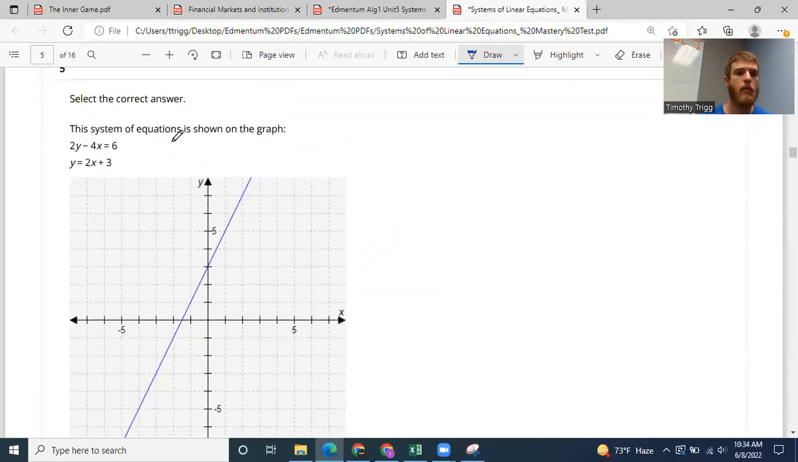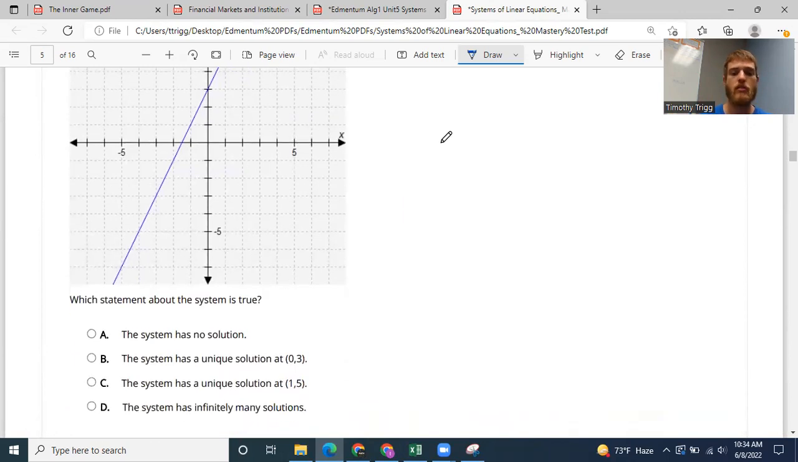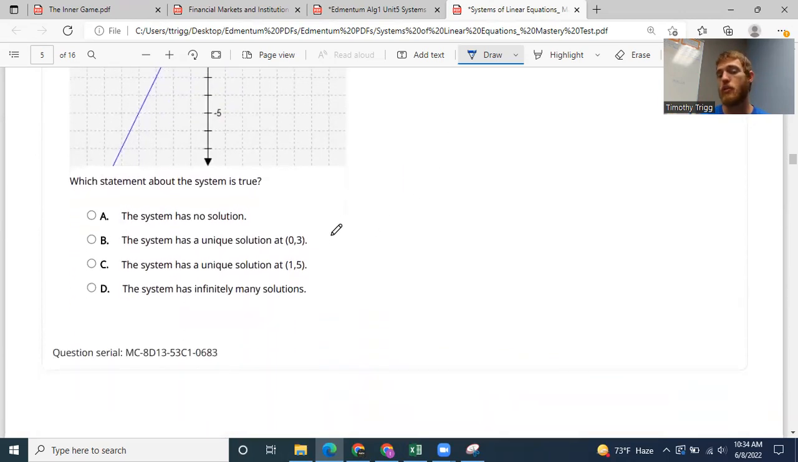Here, the system of equations is shown on the graph. Both equations are the same line. Both equations are actually graphed, but you only see one line. That's because both equations are actually the same line. They're on top of each other, basically. So how many solutions does that have? Does it have just one solution? Does it have no solution? Or does it have infinitely many solutions? Remember, no solution is where they don't touch. A single solution is where they touch at that location. And infinitely many solutions means they're constantly touching.